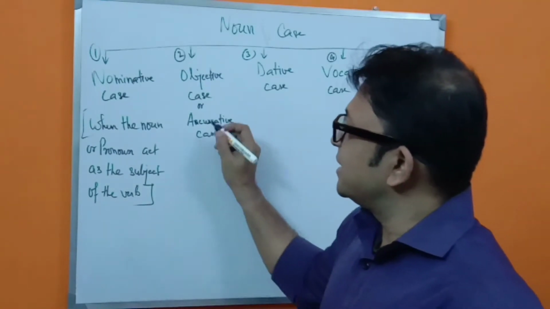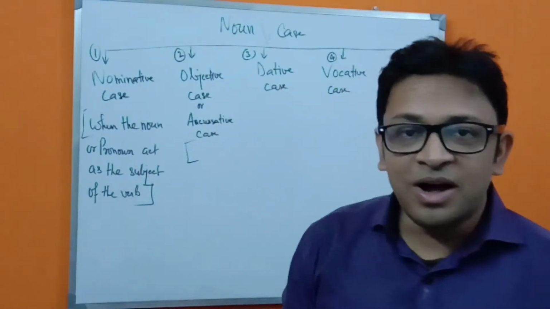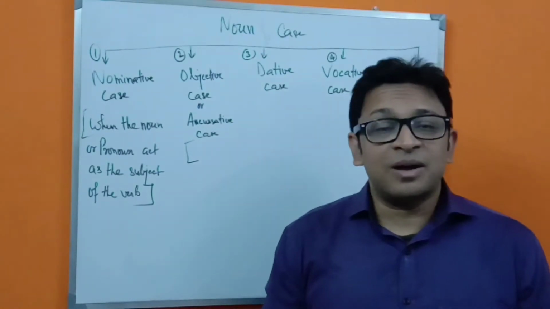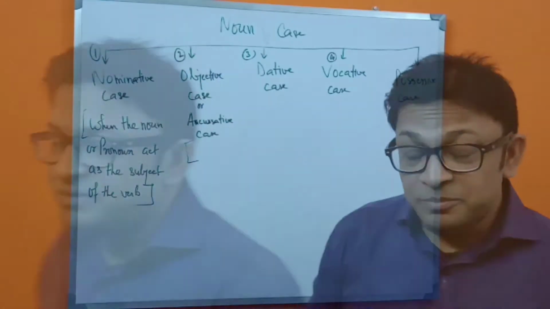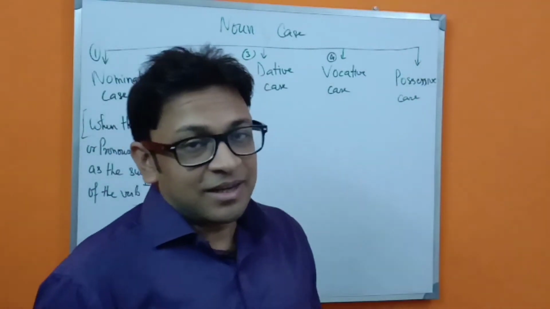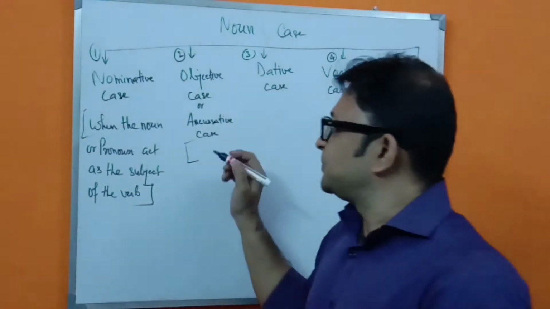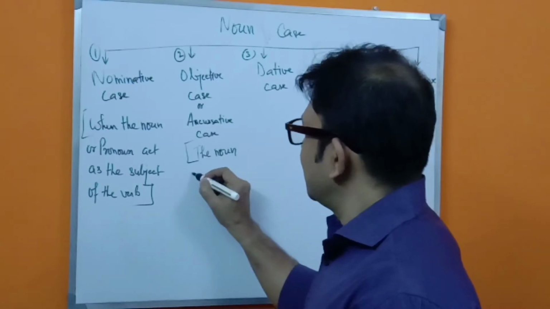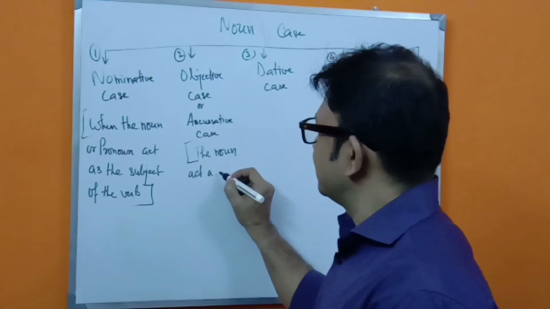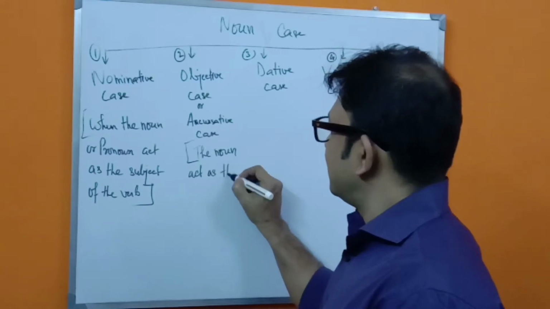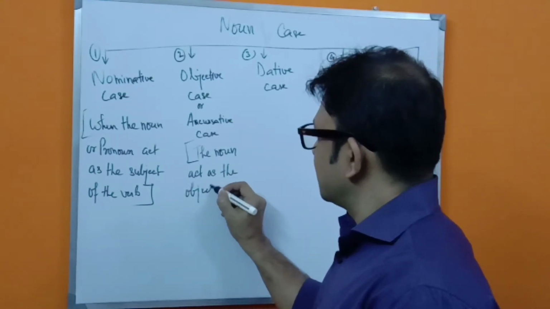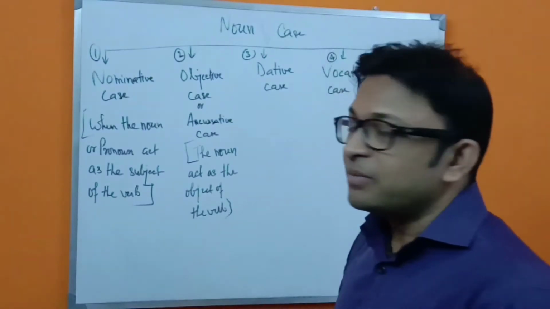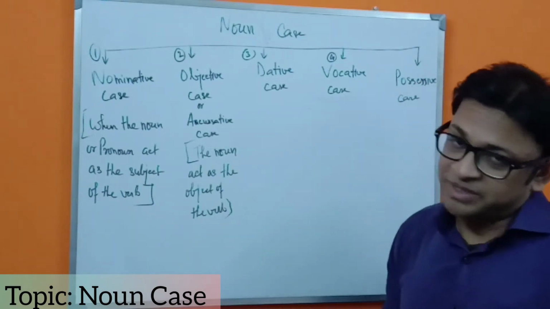Next, what is it? It is objective case. Here, the noun acts as the object of the verb. That means it is receiving some action like an object.